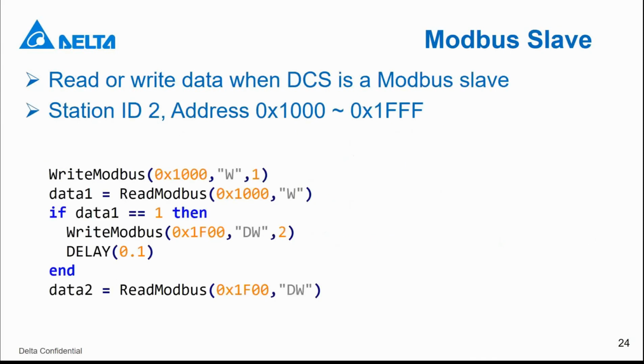The next is the Modbus slave function. So as I mentioned before, the robot controller itself is a Modbus slave. So it has Modbus addresses, then you can use the write Modbus function and also read Modbus function to rewrite this information. And for the robot controller, we only let user to use station ID 2 and from address 0x1000 to 0x1FF. In this section, user can define the usage of those addresses.